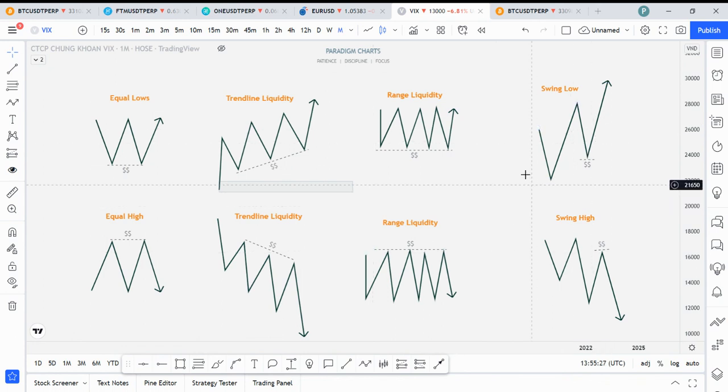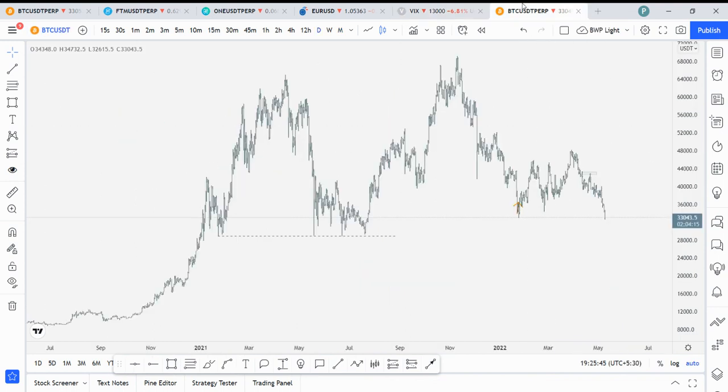Okay, so swing highs and swing lows also have a lot of liquidity. On the swing low, you have a lot of sell side liquidity. On the swing high, you have a lot of buy side liquidity. Once you see these areas, this area for example, there is a lot of sell side liquidity.